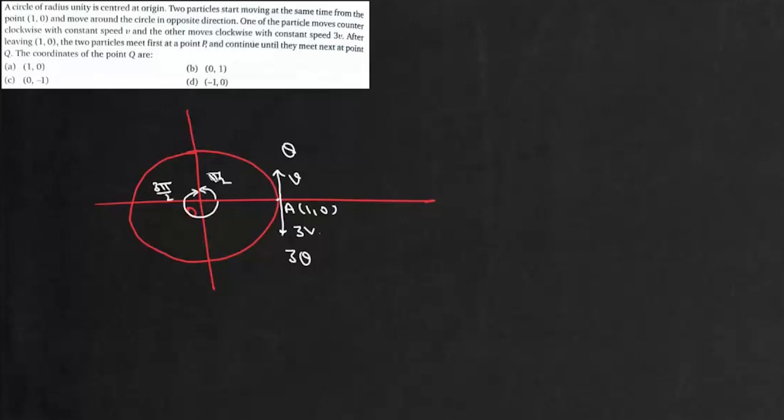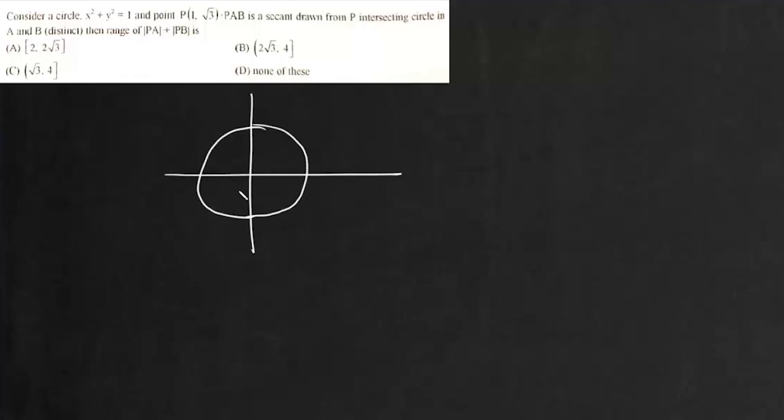So at first they meet at this point P, which is (0, 1). Now hereafter again they'll move. Again the first particle covers pi by 2, and the second particle covers 3 pi by 2. So next they are going to meet at this point, which is (-1, 0), and that's your point Q. So the coordinate of point Q is (-1, 0), and that's your option D.